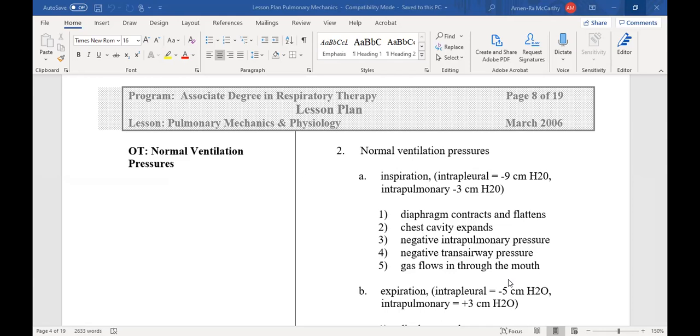The diaphragm does its job by making the intrapulmonary pressure become more negative than outside, basically, okay? And when that happens, gas has to go in. Now, what happens when we exhale?